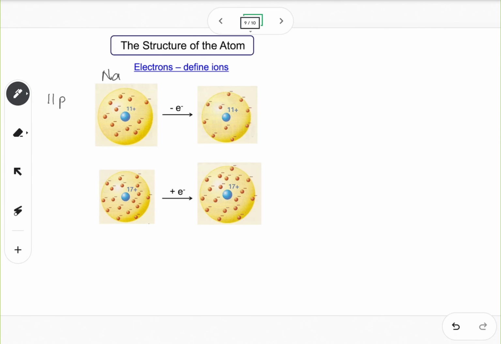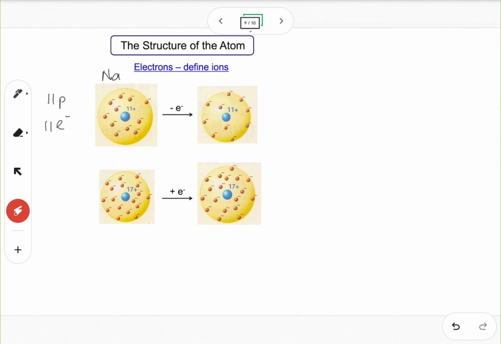A neutral sodium atom. Now, if you count the number of electrons, these negatively charged dots, it has 11 electrons. Since the 11 negatively charged electrons and 11 positively charged protons cancel each other out, this is a neutral sodium atom. Now, if you use a chemical method to remove one of the electrons, you will generate a new particle. In this new particle, the nucleus still has 11 protons, but now you have 10 electrons outside.